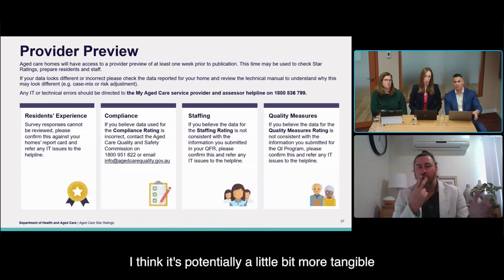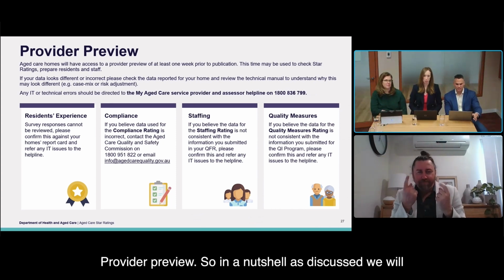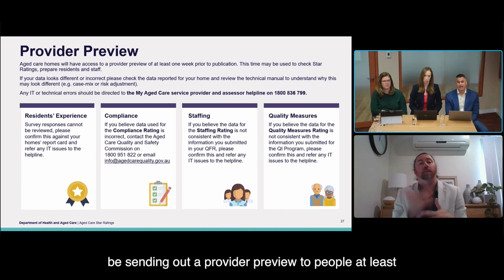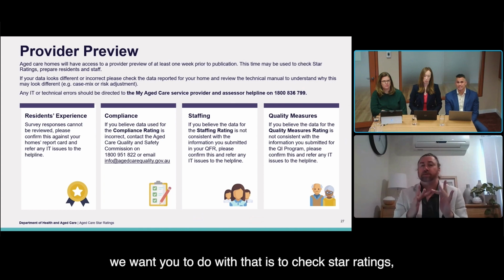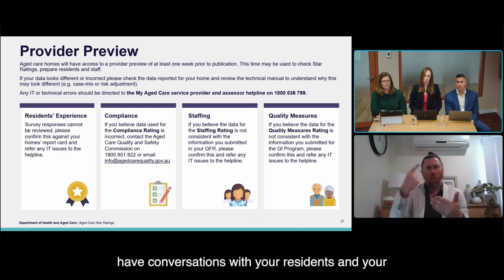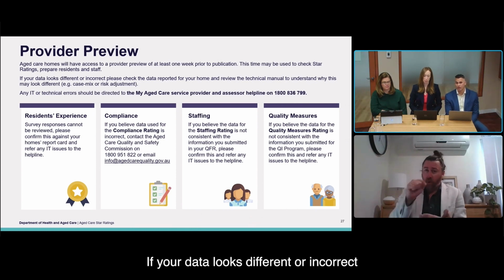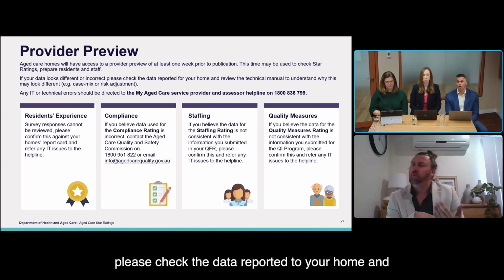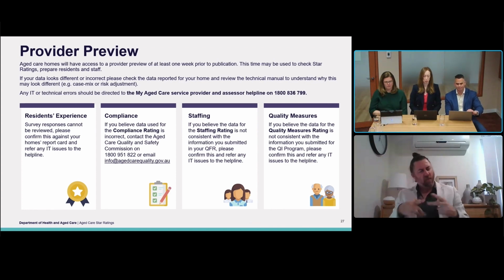So now the more exciting bit, I think it's potentially a little bit more tangible in any event. The provider preview. So in a nutshell, as discussed, we will be sending out a provider preview to people at least 1 week prior to publication. And again, what we want you to do with that is to check star ratings, have conversations with your residents and your staff about what it means. If your data looks different or incorrect, please check the data reported to your home and also review the technical manual to understand why it may be different.